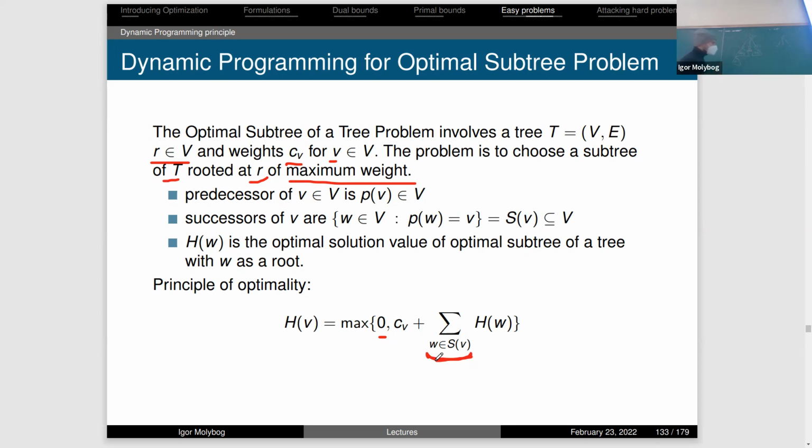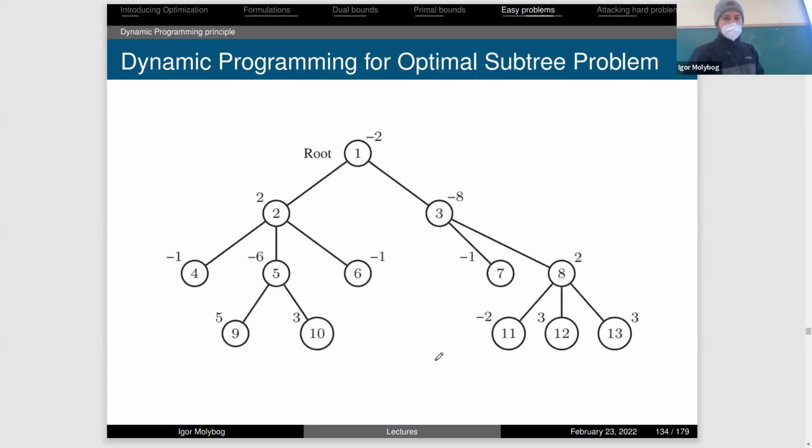The initialization of this algorithm is to first take the leaves like L1, L2, the ones that do not have any successors, and calculate h of L1 and h of L2, which are going to be basically the weights of the leaves themselves, and then we construct it up. Any other questions? Cool.